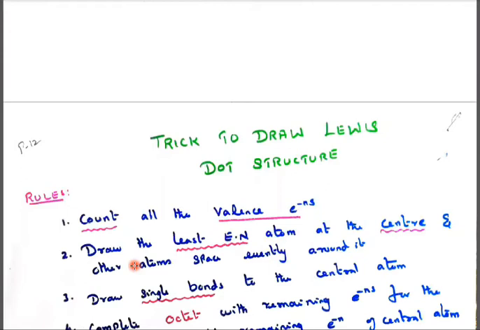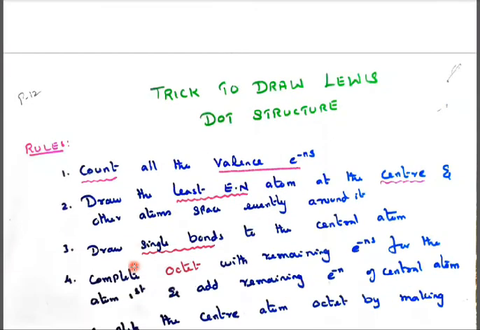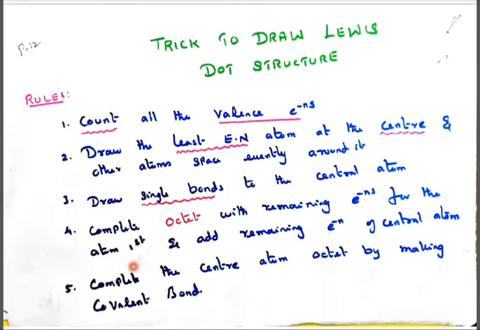Here is a trick to draw a Lewis dot structure. There are many rules. Just see the rules and then apply them in the examples, and you will understand what the rules are.